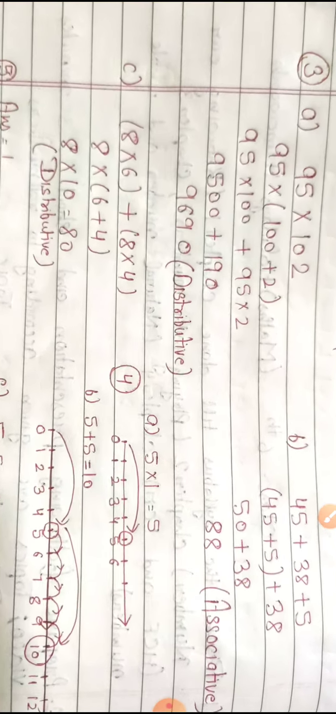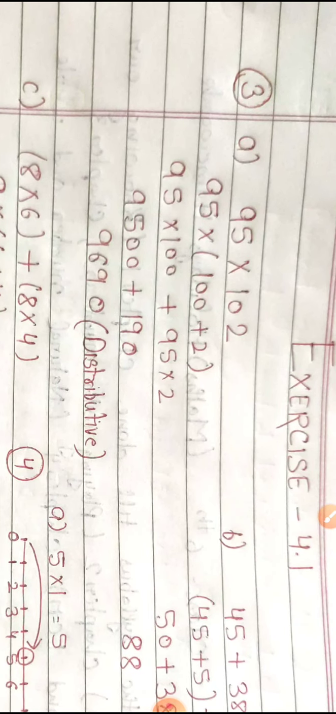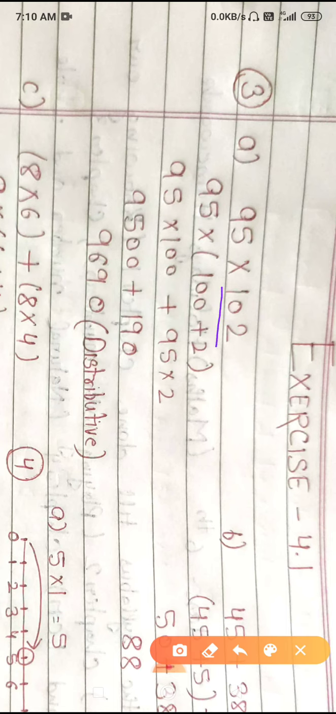Let's repeat it. Use an appropriate property to compute each of the following. Here you are supposed to break the number so that you can make your calculations easy. Like question number 3a part, 95 multiplied by 102. One thing is simply you can multiply, but here it is asked to use an appropriate property. So I will apply here the distributive property by breaking this 102. I can write 102 as 100 plus 2.